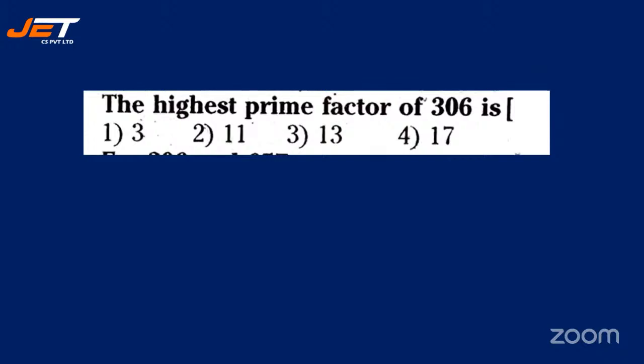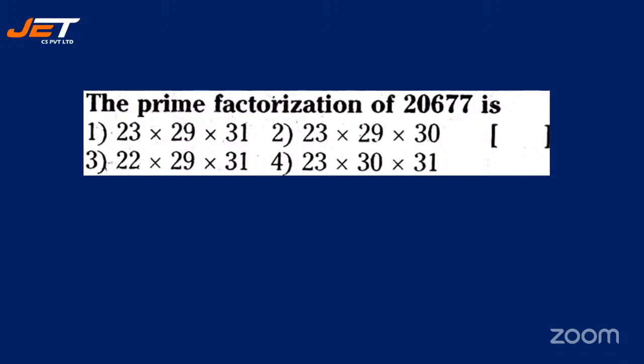The highest prime factor of 306 is: 3, 11, 13, 17. It's 17, students. Look at this. Prime factorization of 20677 is: 23 times 29 times 31, 23 times 29 times 30, 22 times 29 times 31, 23 times 30 times 31.